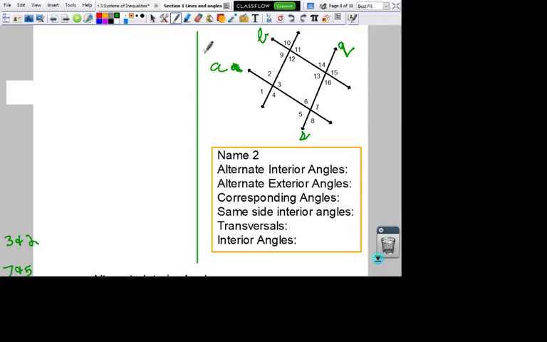All right, let's get started. So you guys are gonna help me out. There are a lot of answers in here, but we're gonna say about probably 2 of each. So Caleb, start us off. Give me a pair of alternate interior angles.